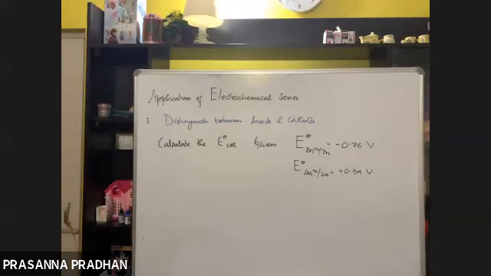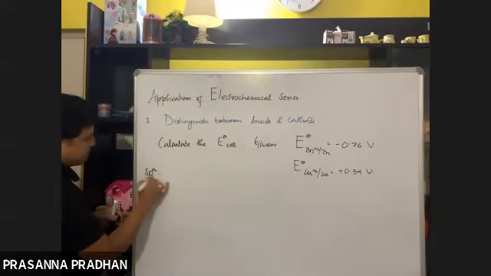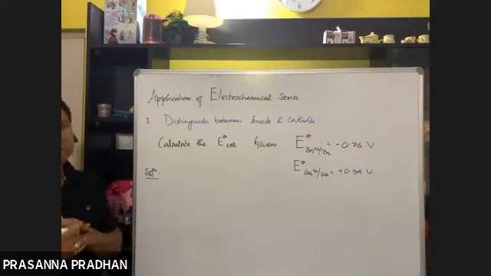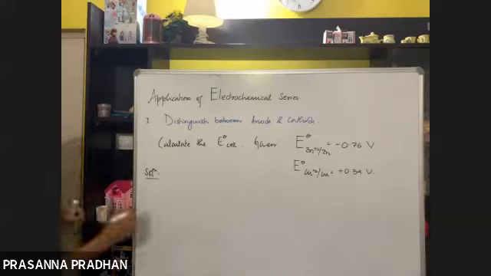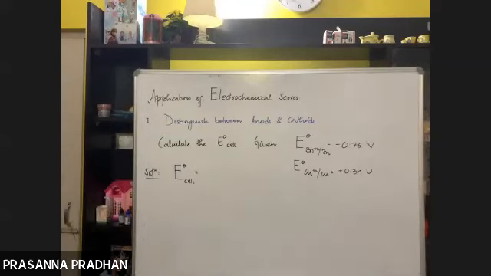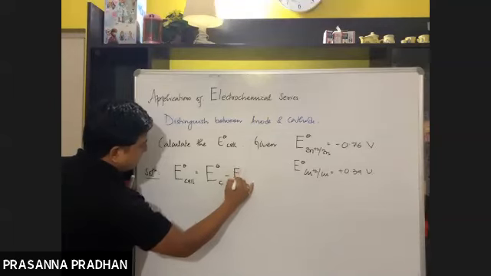Okay. Someone please tell me what formula you will be using to calculate the standard cell potential. What is the formula you will be using to calculate the E0 cell? E0 cell will be equal to what? E0 cathode minus E0 anode. Okay, fine. E0 cathode minus E0 anode.